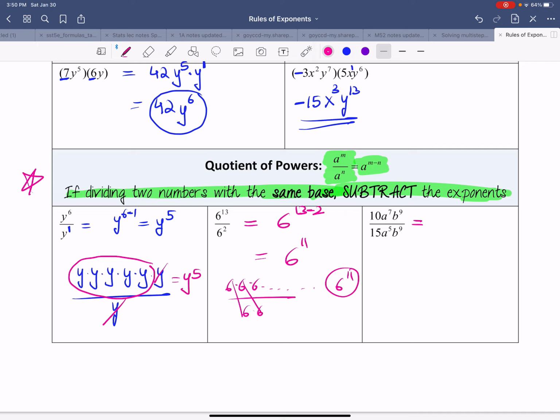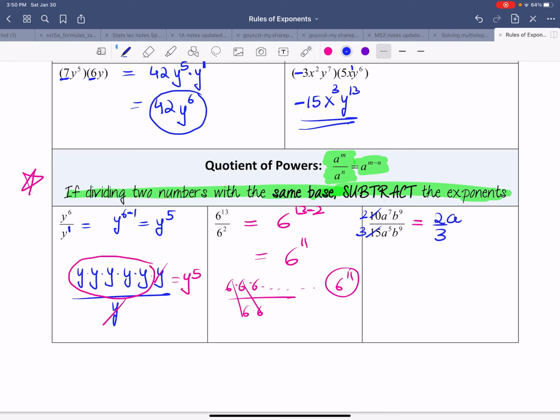Now we're making it more fun. We have numbers, coefficients, included as well. So we're going to first take care of the numbers, then the variables. Okay, 10 divided by 15. Is it possible to simplify this fraction? Of course, we can divide top and bottom by 5, which gives me 2/3.